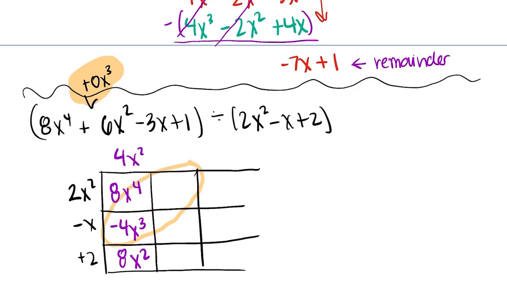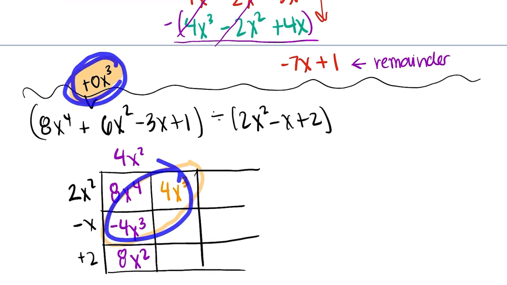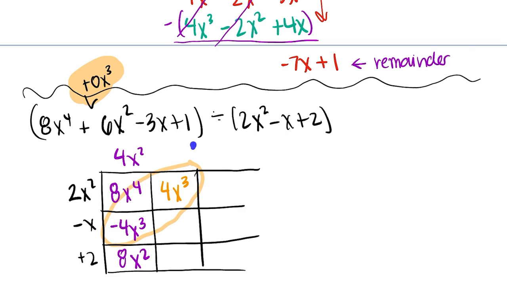So what would I have to add to a negative 4 to get a 0? What number plus negative 4 is equal to 0? It's going to give me a 4x cubed. So this diagonal adds to the 0. And then once I know that top box, we can then figure out what goes on the very top, fill it in, and then we'll continue until we run out of numbers to work with.